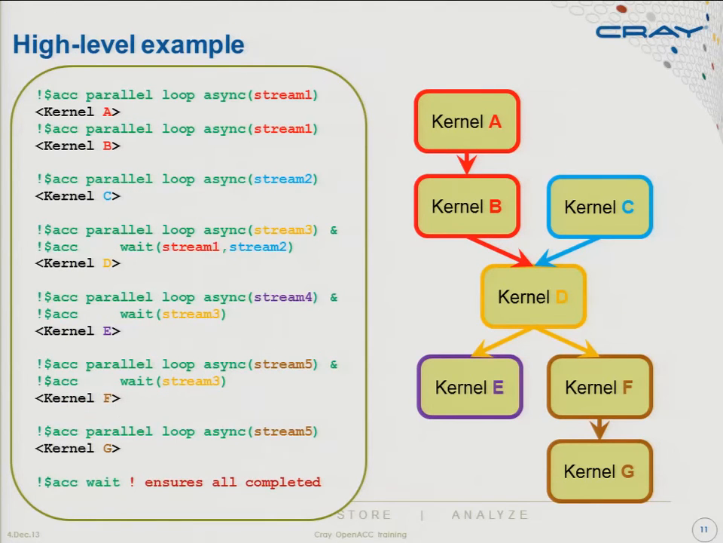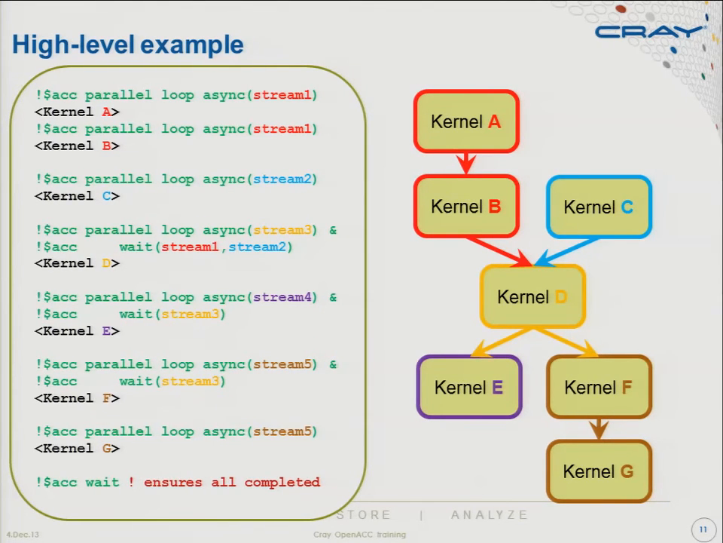OpenACC 2 changed this. So here, do A and B, but B must follow A. At the same time, you could be doing C. When A and B have finished and C have finished, then you can do D. When D is finished, you can do E, but you can also do F and G in parallel, but G must follow F.